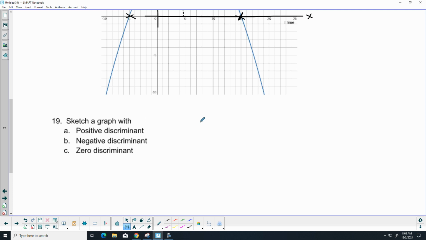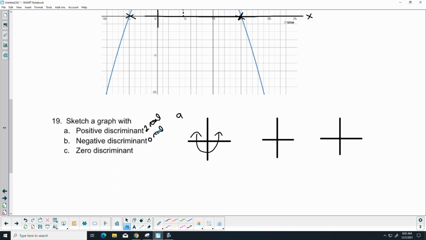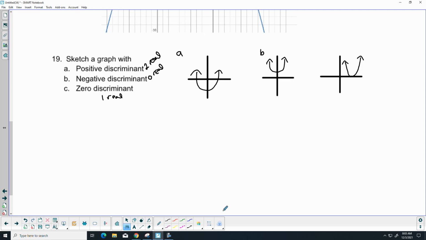All right, sketch a graph. So I'm going to have to sketch three graphs. With a positive discriminant, that means it has two real solutions. I'll even write that down. Two real solutions. A negative discriminant is going to have no real, or two imaginary, so it doesn't cross. And the zero discriminant is going to have one real. That means it's just going to touch one place. All right, and that is it.